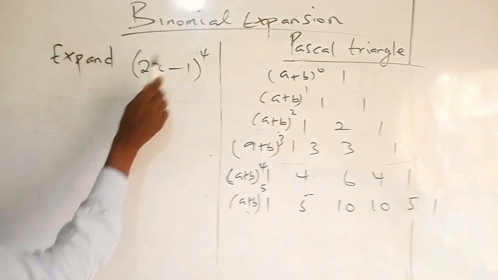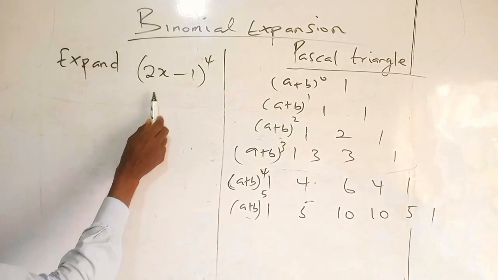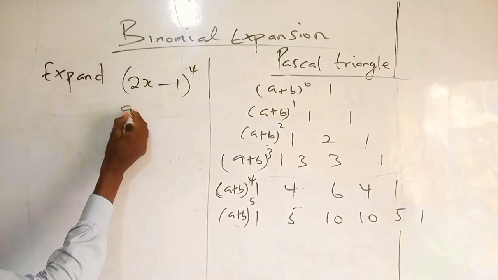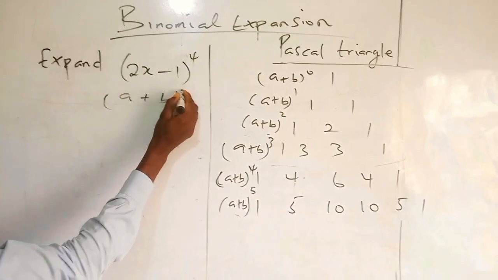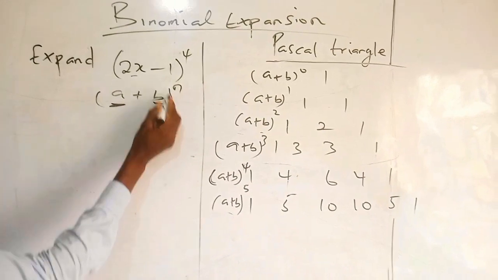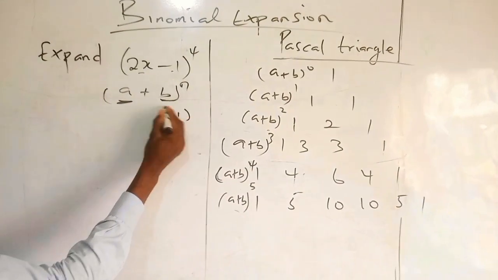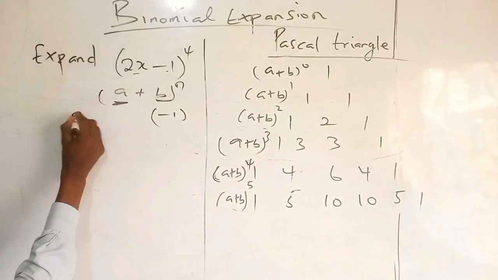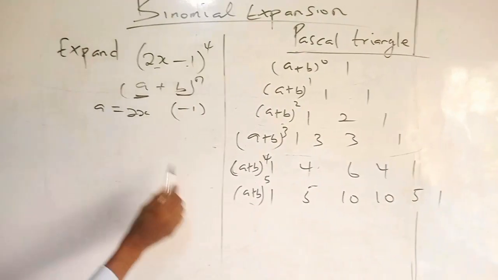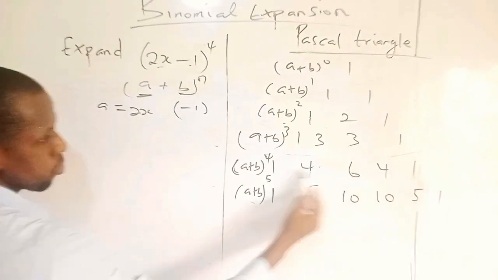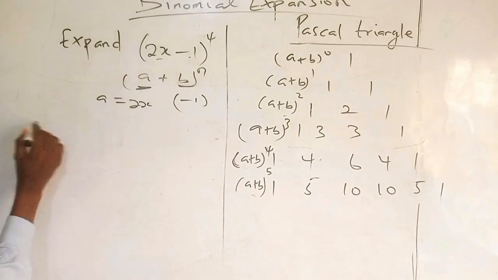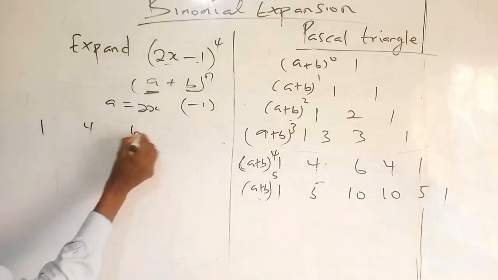Okay, using binomial expansion, we have to expand (2x minus 1) raised to power 4. So this is like saying (a plus b) raised to power 4, where n is 4. Our a represents 2x, and our b represents the second term, which is minus 1. Now, this falls on the fourth row. So we are using these coefficients: 1, 4, 6, 4, 1.